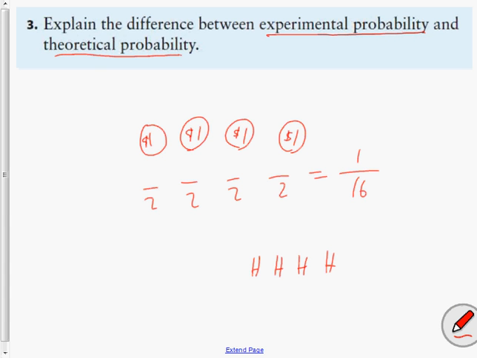Now, if I was to do it 16 times, it might happen 4 times. It might happen 3 times. It might not happen at all. But what the theoretical probability means, if I was to do it infinitely, and I was to flip those coins an infinite number of times, theoretically, it should happen 1 time out of every 16 flips. Okay, it might happen 2 times out of 16 on one, and then 0 out of 16 on the other, but overall it would average out to be 1 time out of 16. But the experimental probability is what you get if you did it 16 times, how many times it happened. And they could be different. Just the more you do something, the closer it would get to the theoretical probability.